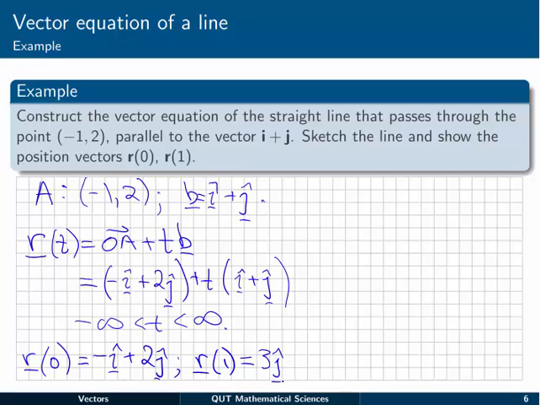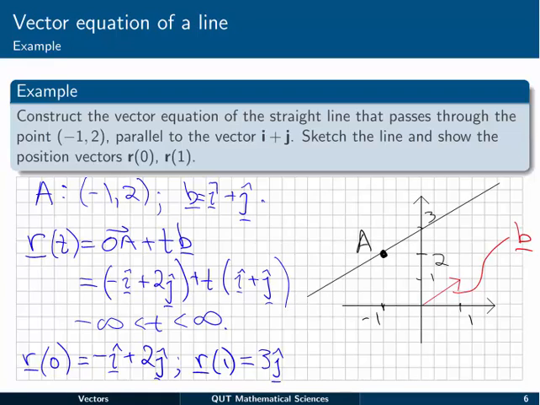Now we can also sketch the line and show those vectors on that graph. So on our graph here we can see the point A at minus 1 and 2, the vector b which goes from the origin to i plus j, and then our straight line which is parallel to b. The two vectors that we've just been asked to find we can also add in, with r of 0 simply being the position vector of A, and r of 1 just going vertically upwards here to 3.